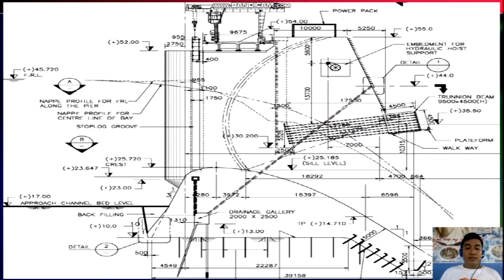So guys, this is an example of a detailed spillway section. Specifically, this is the spillway of the Polavaram Dam.